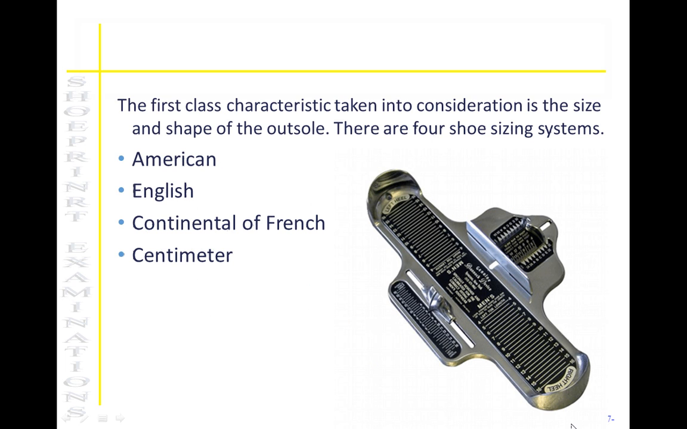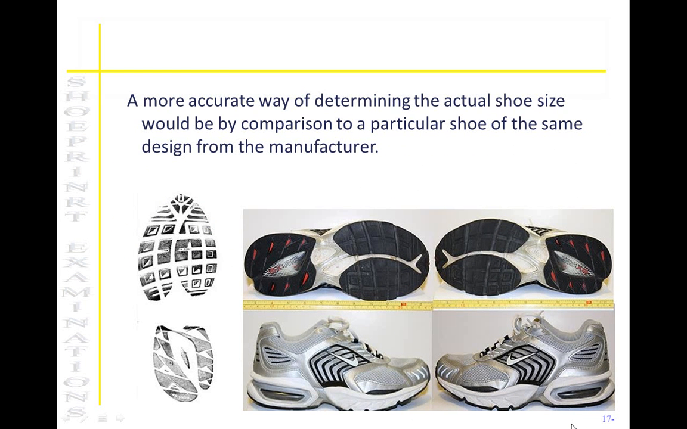So if we talk about the class characteristics, you need to take into consideration the size and shape of that outsole. There are 4 different shoe sizing systems. Generally, the analyst would keep track in their notes the American sizes. However, a more accurate way of determining the actual shoe size would be through comparison to a particular shoe of the same design and manufacturer.